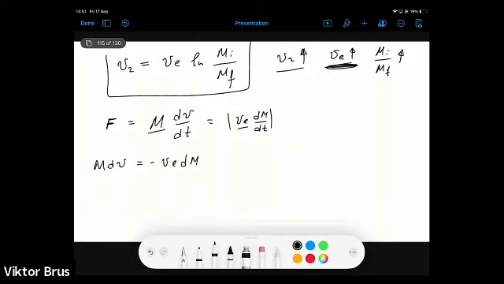And from here, we see that in order to get higher force exerted on this rocket, like higher propulsion force, we need, again, to increase exhaust velocity and also increase this dm over dt, which is the burning rate. So how much fuel we burn per unit time. In order to get higher force and eventually higher acceleration and final speed of the rocket, we need to increase this burning rate. So we need to design this rocket in that way that fuel will be burned as quickly as possible.